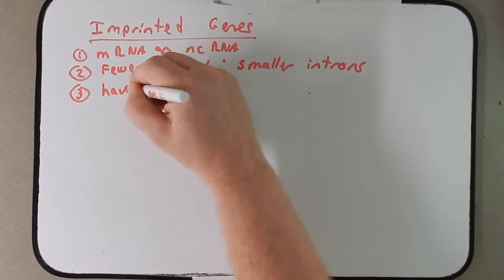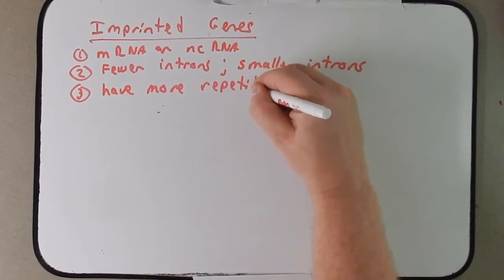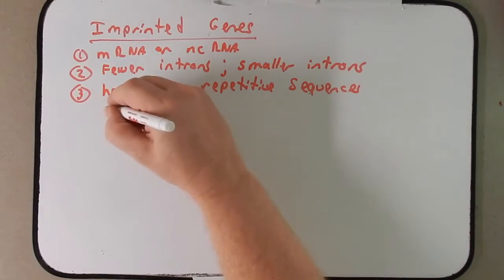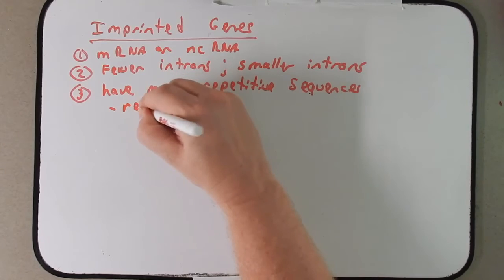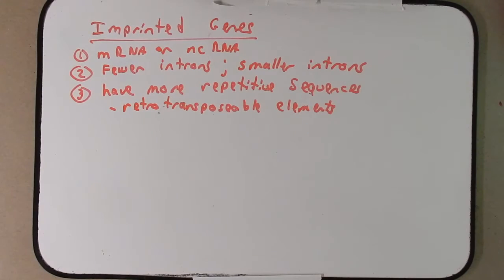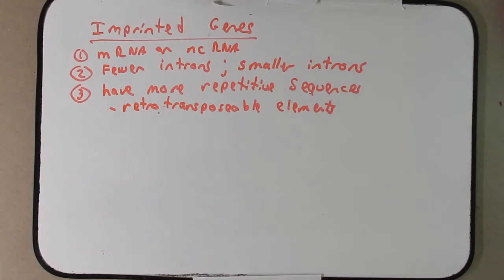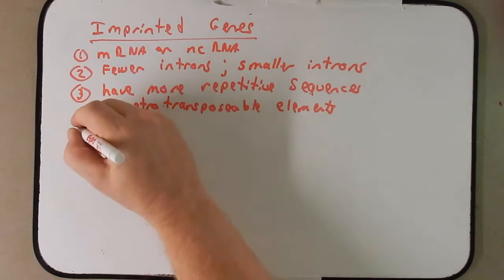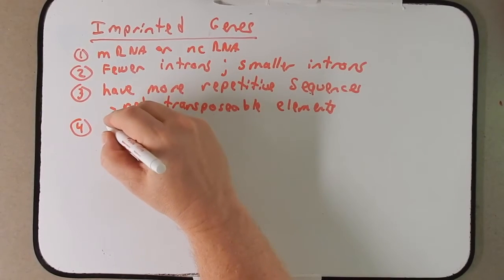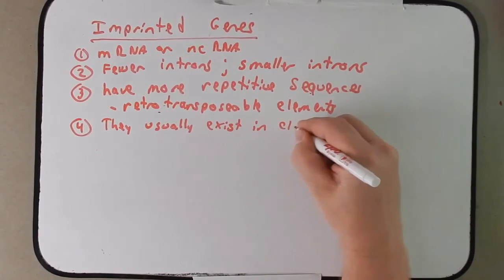Imprinted genes have more repetitive sequences. And linked to that, imprinted genes have more retro-transposable elements. There are some that feel that these repetitive sequences might help in establishing and amplifying those heterochromatin regions, though that is still unproven.